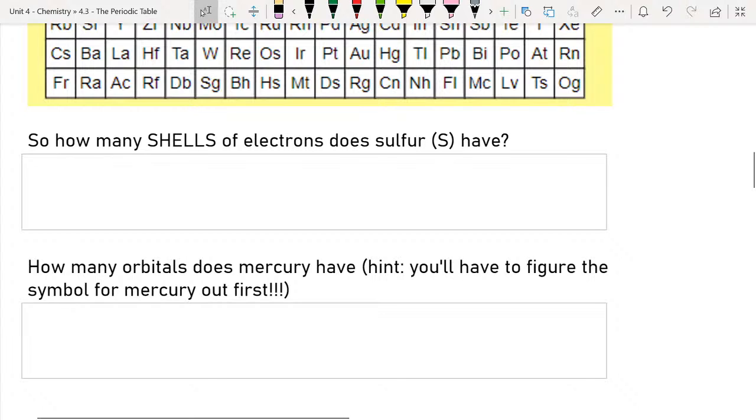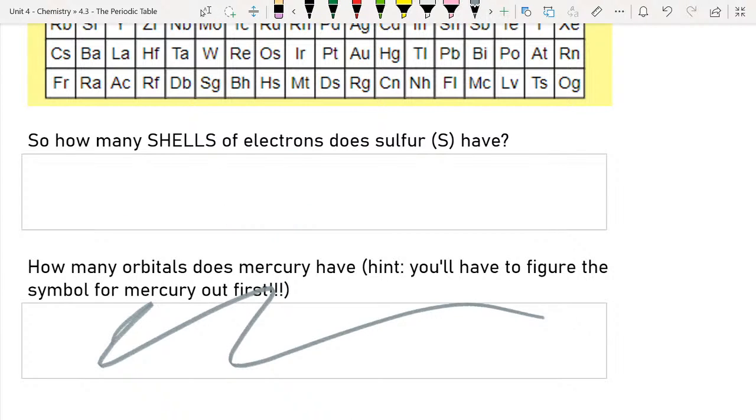Okay, I'm going to give y'all 3 minutes to fill these two out. I want to know about sulfur, and I want to know about mercury. Tell me how many orbitals, how many shells they have. You'll have to figure it out. All right, so take 2-3 minutes. Do that.